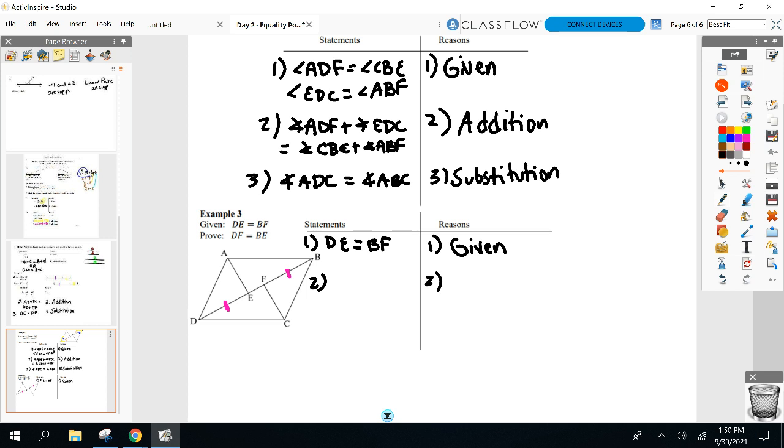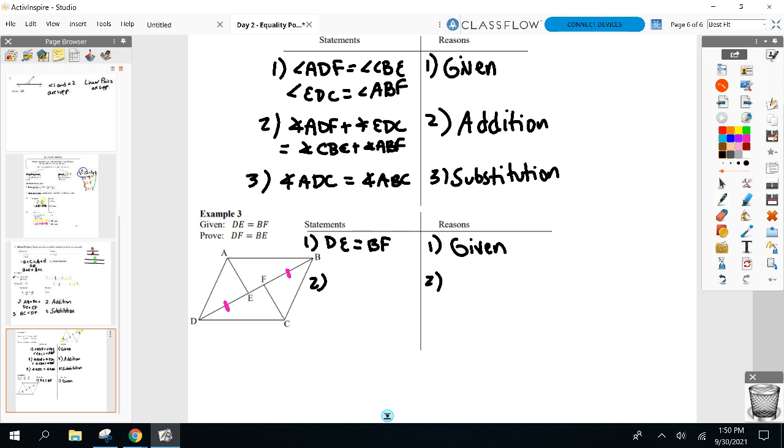But you guys keep saying adding, but don't I need 2 pairs to add? How many did I give you? How many are in the given right now? 1 or 2 pairs of equals? 1. So you can't add right now. You don't have another pair to add to it, do you? But what did you just tell me? To DE and BF, what do you need to add to both of them? EF, right? I got to add EF to DE, and I got to add EF to BF.